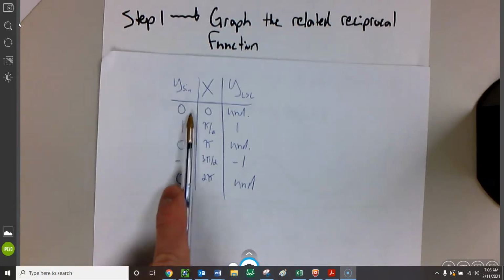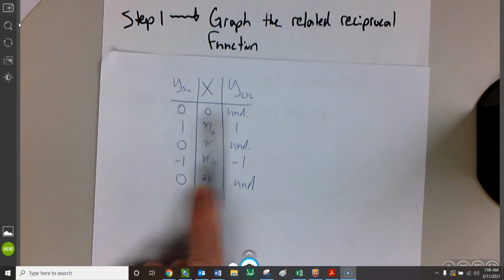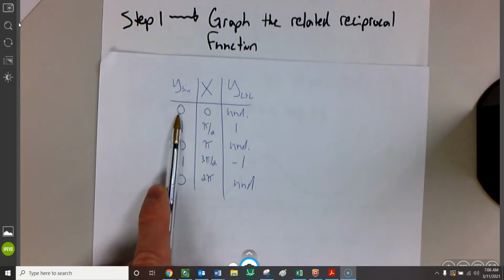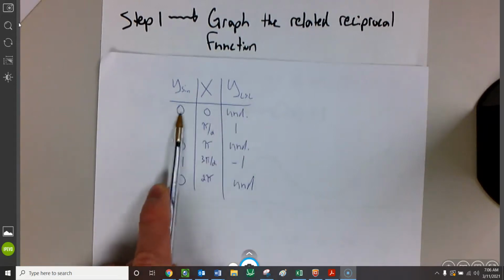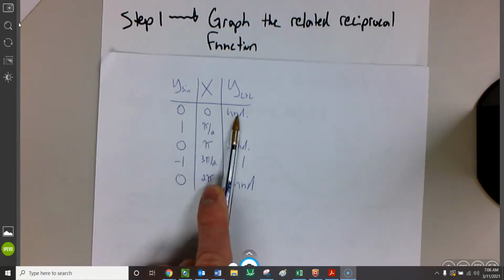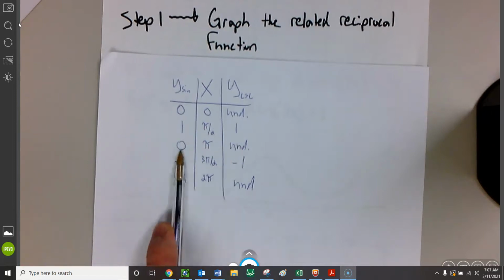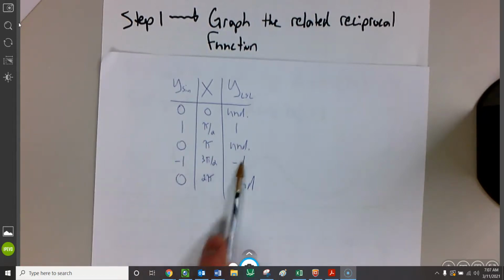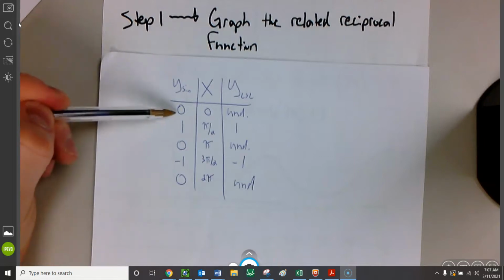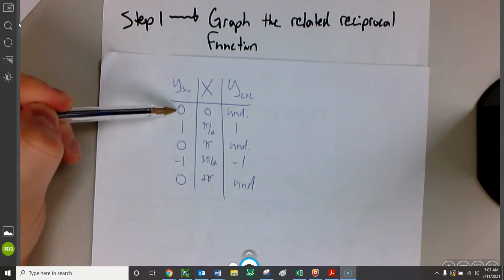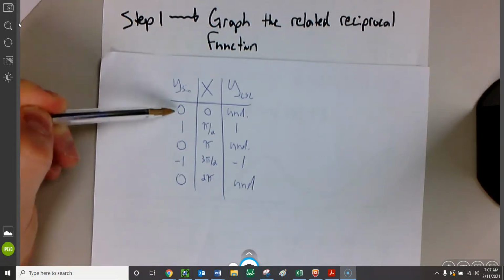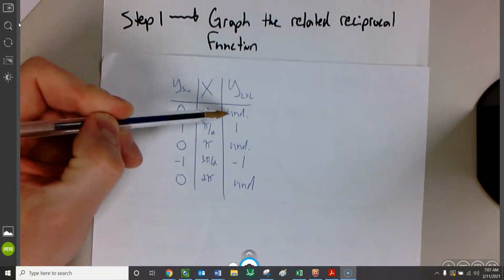Let's look at this. Whenever sine is 0, the cosecant is undefined, which makes sense, right? Because sine is equal to 1 over cosecant, and cosecant is equal to 1 over sine. Cosecant is 1 over this, undefined. 1 over this, 1. 1 over this, undefined. 1 over this, -1. 1 over this, undefined. So whenever sine is at an inflection point, zeros because we're just talking about the basic version, that's going to be an asymptote for cosecant.